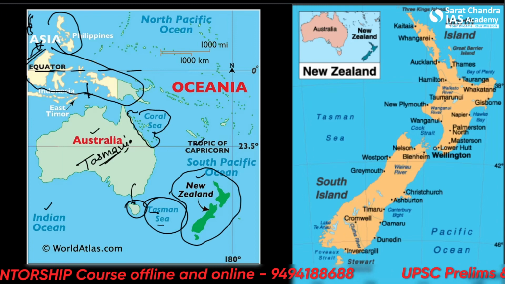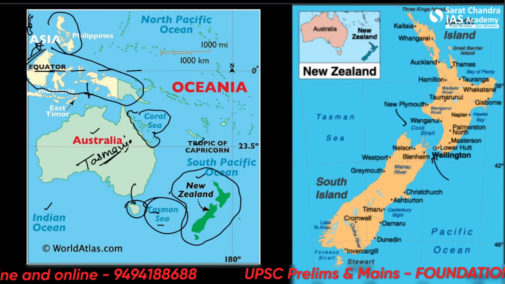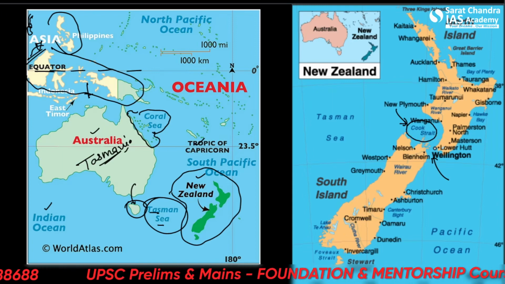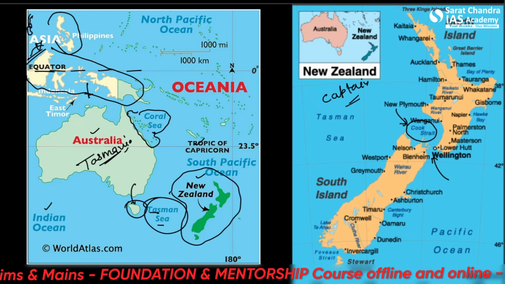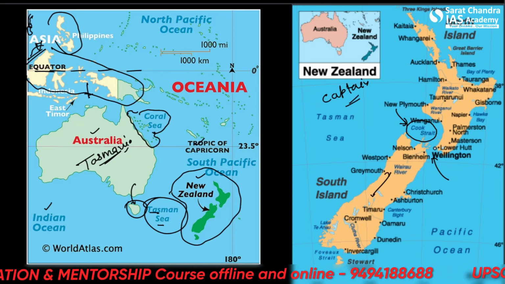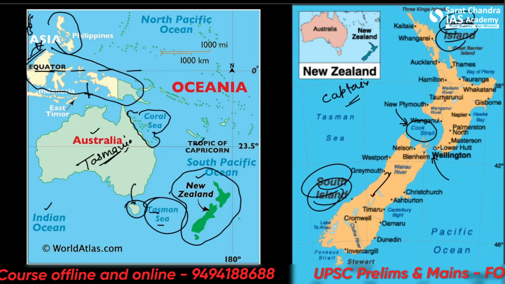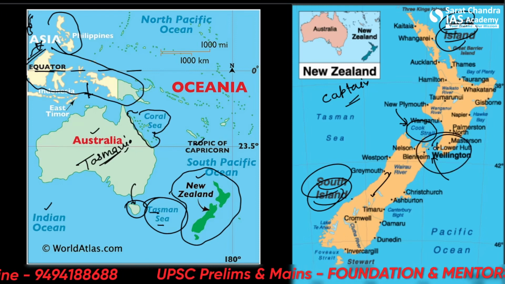So New Zealand is again divided between two islands, and the strait that is between the two islands is known as the Cook Strait. Alright, so very famous Captain Cook. The legend is there. Alright, and this is between the two islands of the northern island of the New Zealand and the southern island of the New Zealand.